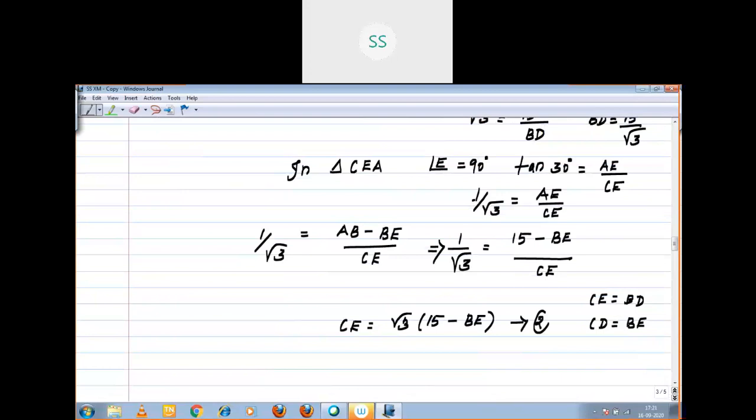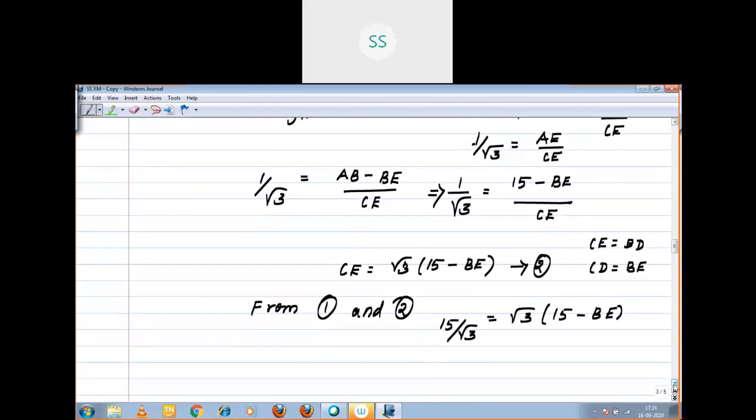Therefore, CE equal to root 3 into 15 minus BE. This is your equation number 2. Already we arrived at one equation, that is equation number 1: BD equal to 15 by root 3, and BD is nothing but CE. From 1 and 2, what is your result? 15 divided by root 3 equal to root 3 into 15 minus BE.